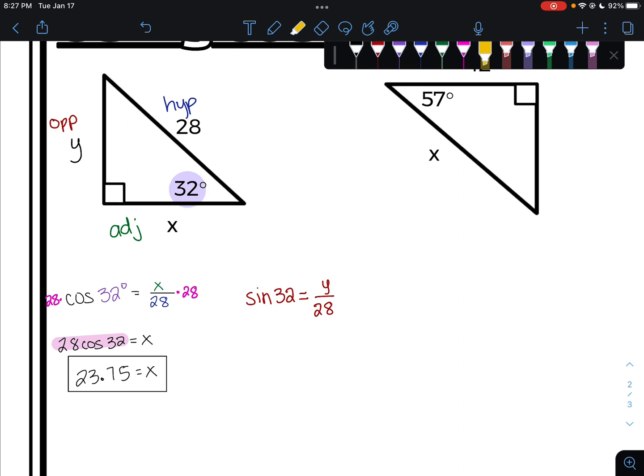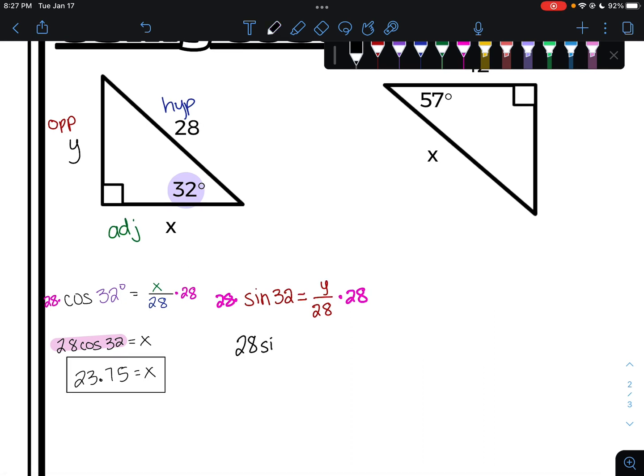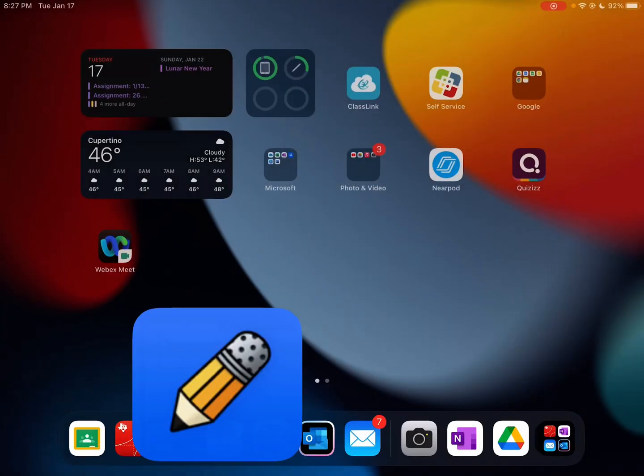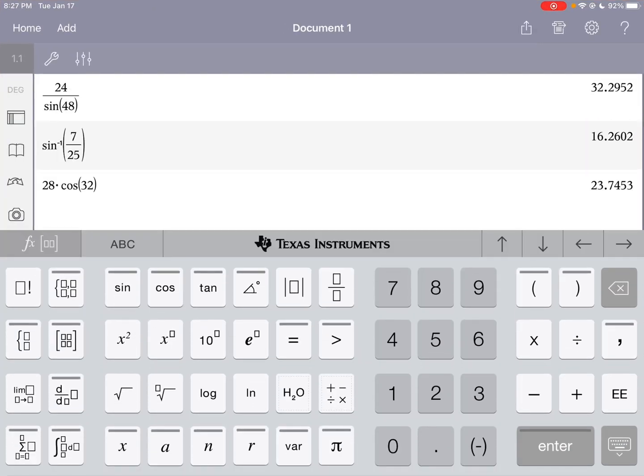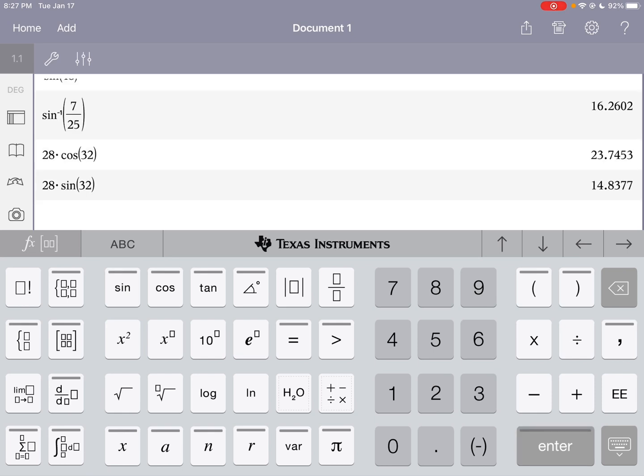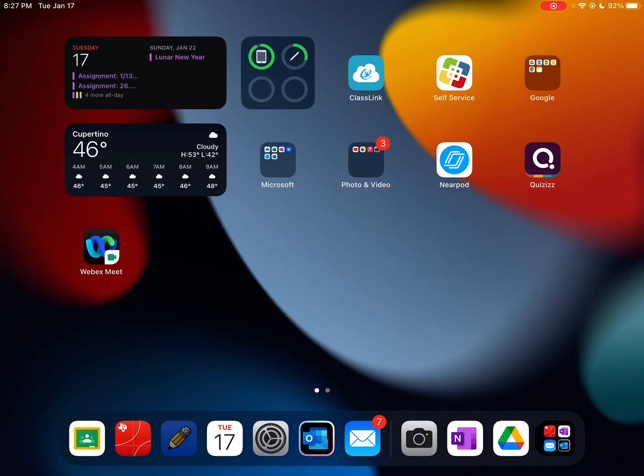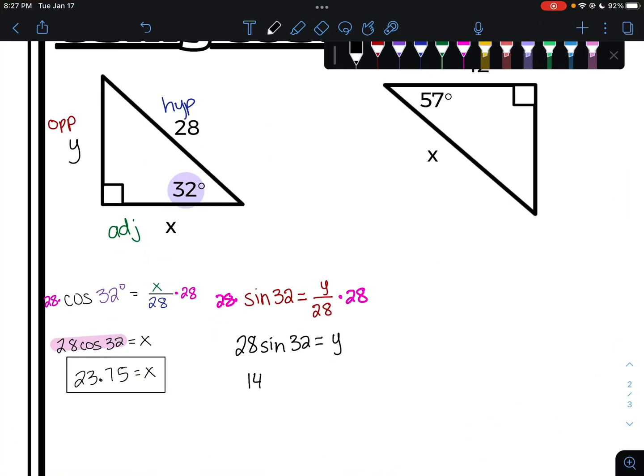And then I would still multiply both sides by 28. And so in my calculator, I would type in 28 sine of 32, and that would give me the other leg of my triangle. So let's type that in. So I have 28 sine of 32. It tells me that it's 14.84. So notice how when I'm trying to find a different side, I use a different trig ratio.